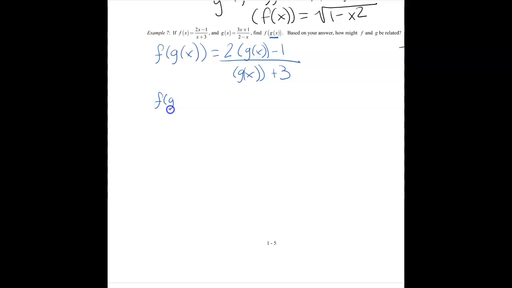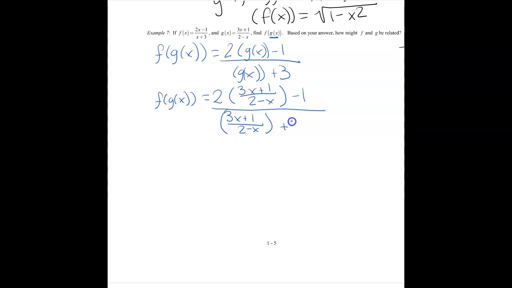I've got f of g of x is equal to 2 times the quantity of g of x, which is represented by that (3x plus 1) over (2 minus x), and then minus 1, all over, again, that (3x plus 1) over (2 minus x), plus 3. Alright, so now we can simplify this out.